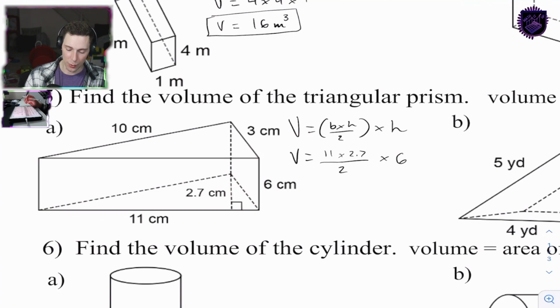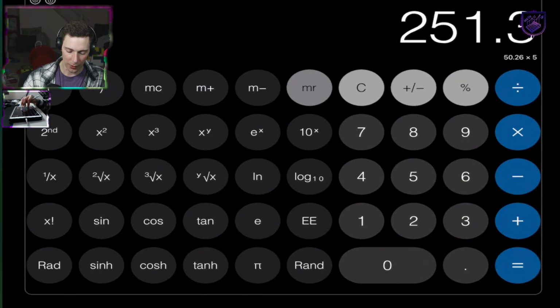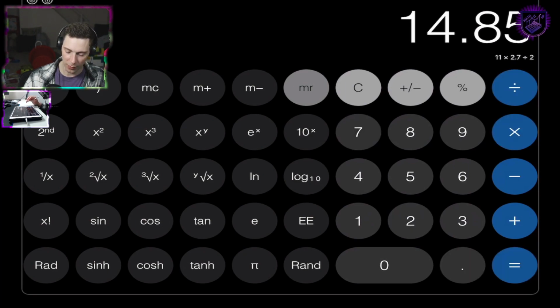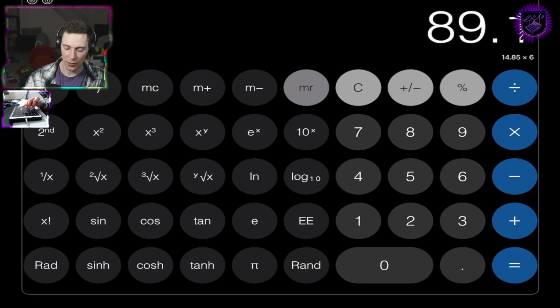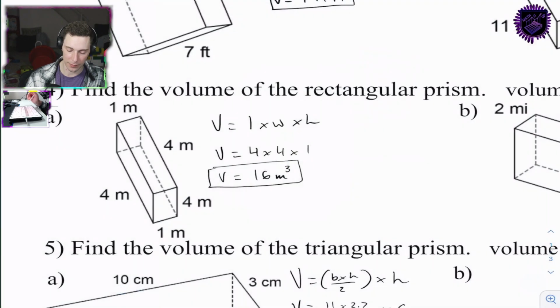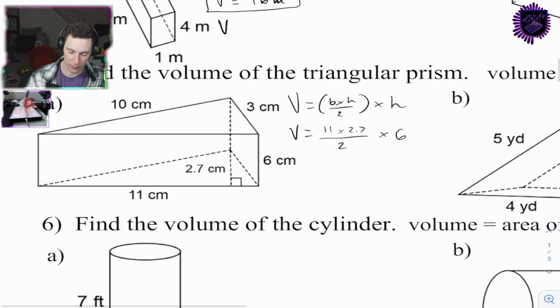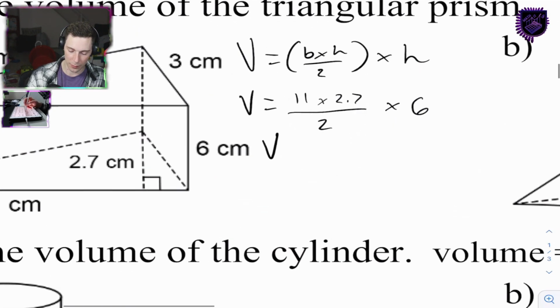11 times 2.7 divided by 2. Let's check out our calculator. 11 times 2.7 divided by 2 is equal to 14.85, times 6 is equal to 89.1. The volume, oopsies, that's not right. What the? Volume will be equal to 89.1.